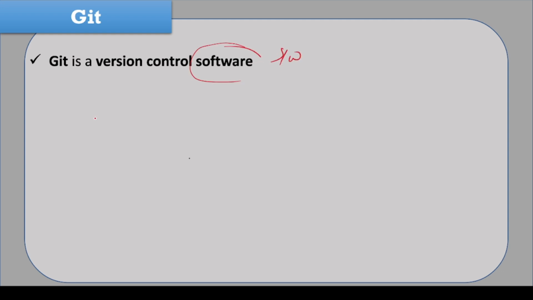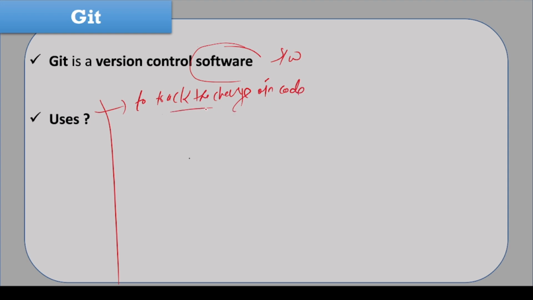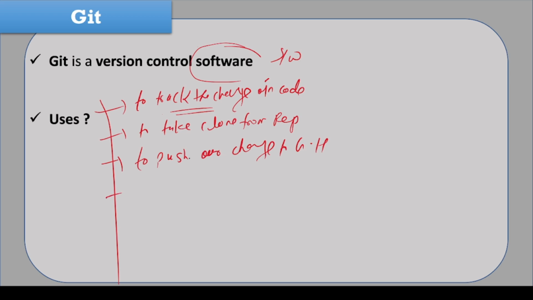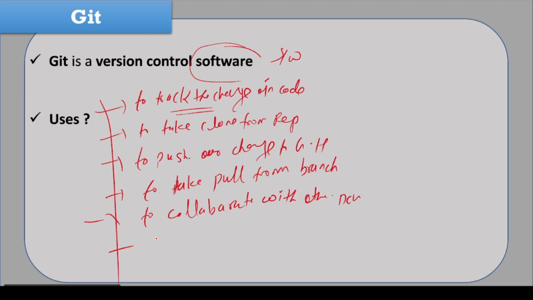First, let's understand what is Git. Git is a version control software. What is the use of this Git software? There are multiple uses. The first is to track the changes in code. The second use is to clone from a repo, a repository. The next use is to push our changes to GitHub. The next use is to pull from a branch. And the next use is to collaborate with other developers, and so on.